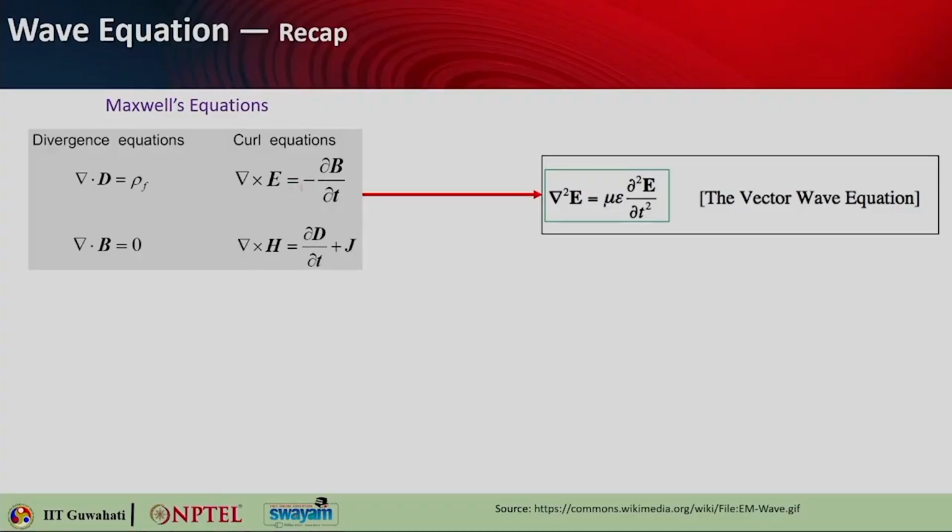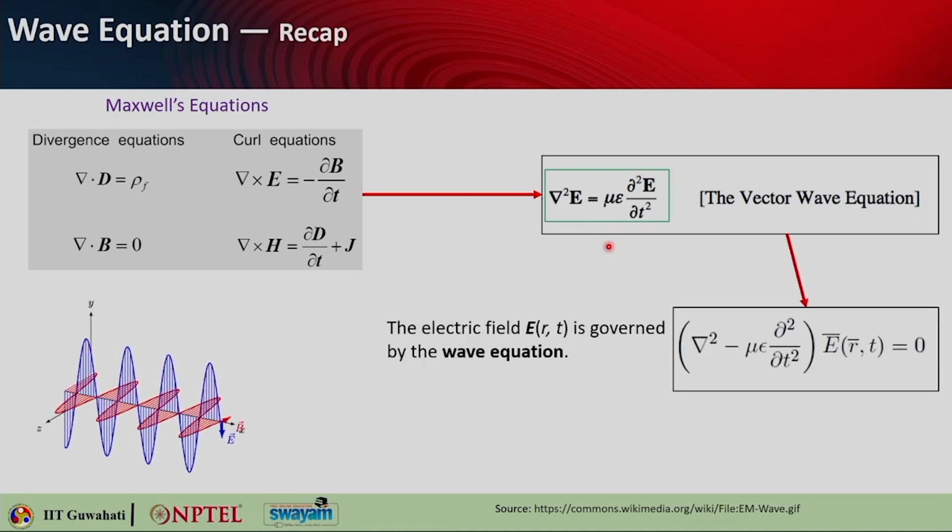Now from the curl equation, we have seen that if we take the curl of this vector, we can introduce curl of B. B you can write as mu H. So curl of H can be replaced by this term, and finally we come up to this vector wave equation, that is del square E equals mu epsilon times the second time derivative of E. So it's a second order partial derivative, and this is the vector wave equation.